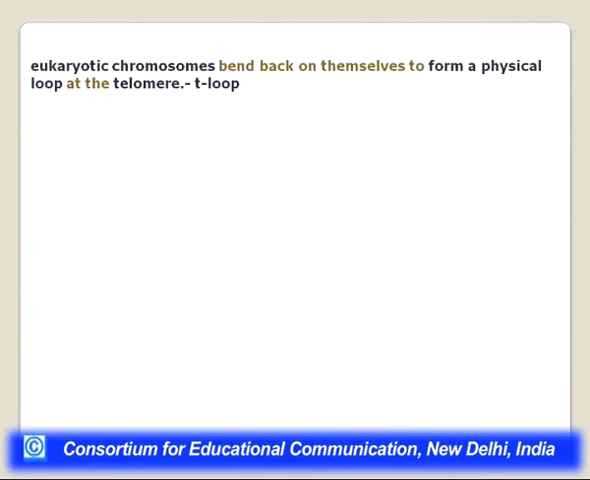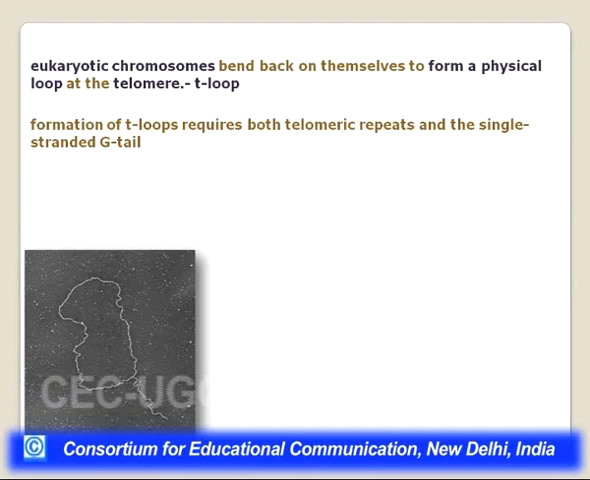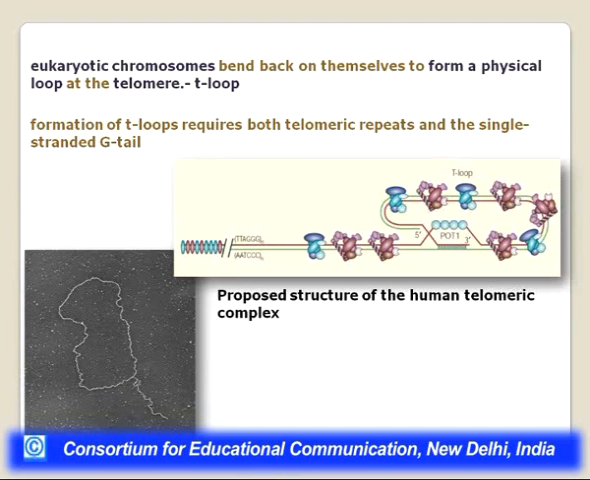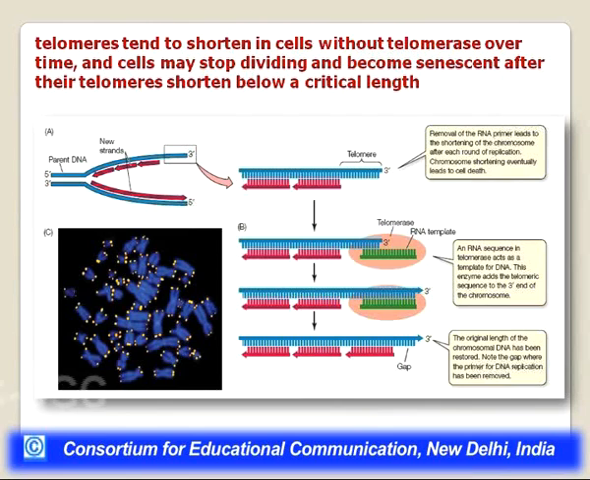The eukaryotic chromosomes bend back on themselves because it is a repeated sequence, so it forms a bend over itself called the T-loop. The formation of the T-loop requires both telomeric repeats and the single-stranded G-tail. When you have studied replication, you must have wondered how the loose ends of the telomeres, because they are single-stranded at the end, are replicated. So, this is the proposed structure. Telomeres tend to shorten in cells without telomerase over time, and cells may stop dividing and undergo senescence. To prevent this, there is a special kind of replication which occurs.